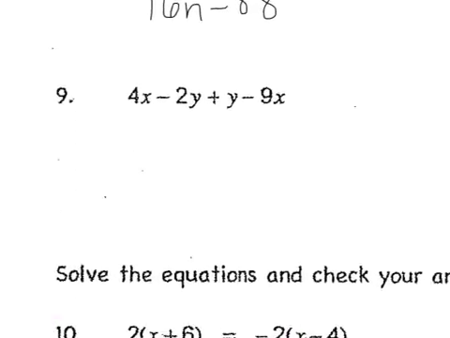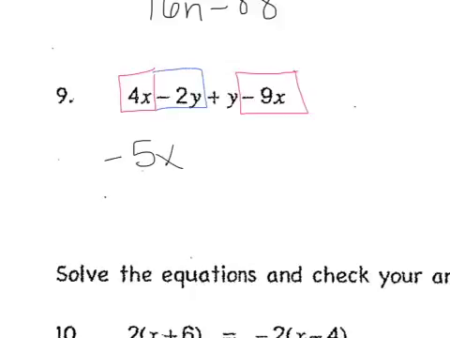Next we have problem 9, where we are still simplifying. I'm going to use different colors for this. I have a 4x, and I have a negative 9x, and sometimes it's helpful to use the boxes so that you can be sure to group the symbols with the terms. So the result of that, 4x minus 9x, is negative 5x. And then I've got my y's. I have a negative 2y and a positive 1y for a total of negative 1y. And that's your final answer for number 9.